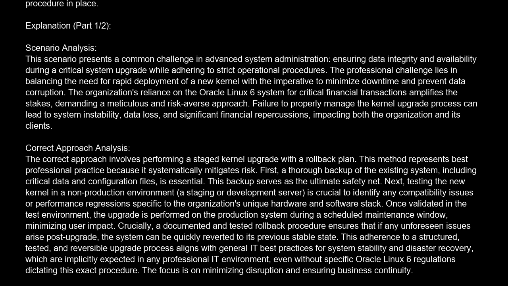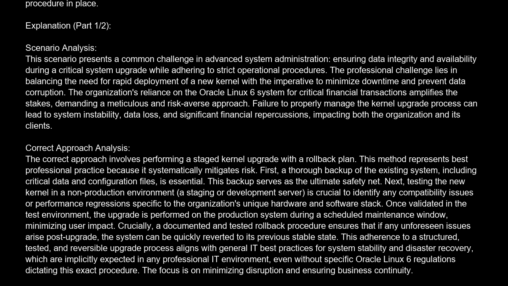Once validated in the test environment, the upgrade is performed on the production system during a scheduled maintenance window, minimizing user impact. Crucially, a documented and tested rollback procedure ensures that if any unforeseen issues arise post-upgrade, the system can be quickly reverted to its previous stable state. This adherence to a structured, tested, and reversible upgrade process aligns with general IT best practices for system stability and disaster recovery, which are implicitly expected in any professional IT environment, even without specific Oracle Linux 6 regulations dictating this exact procedure. The focus is on minimizing disruption and ensuring business continuity.